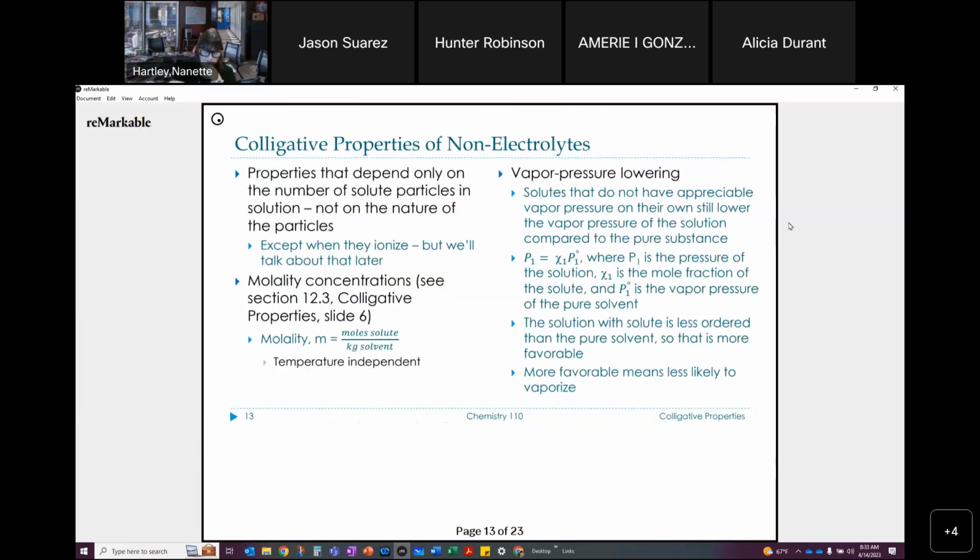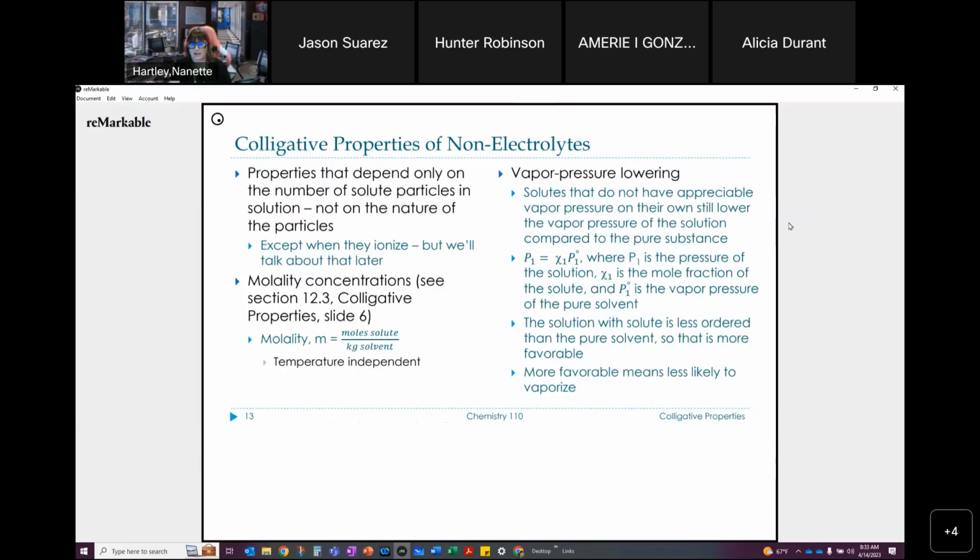There you go. And now we move to colligative properties. Now, I love colligative properties. I think they're really interesting and they lead to a lot of really fun things that I never would have expected. So I think they're fun. Colligative properties are properties that depend on the number of solute particles in solution, but not what they are. It does not matter what they are. It could be anything.